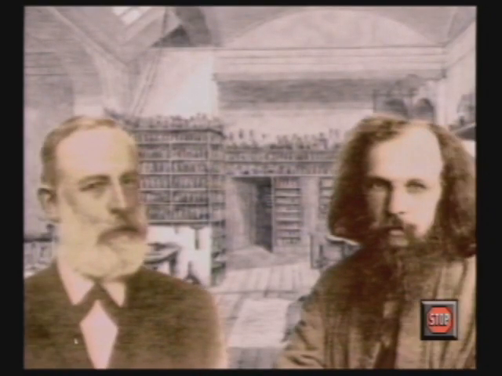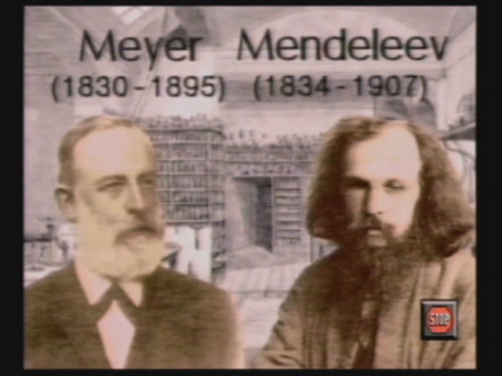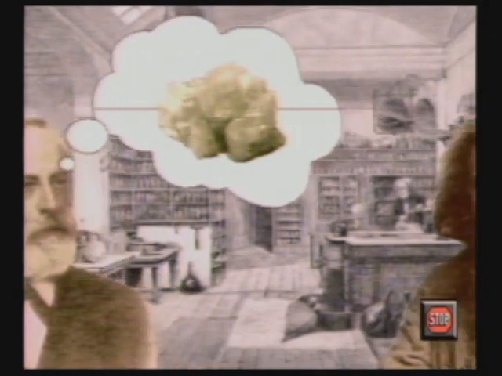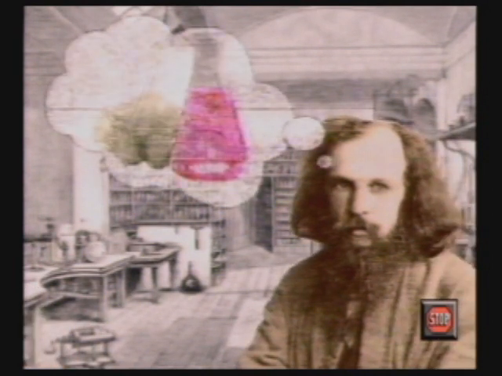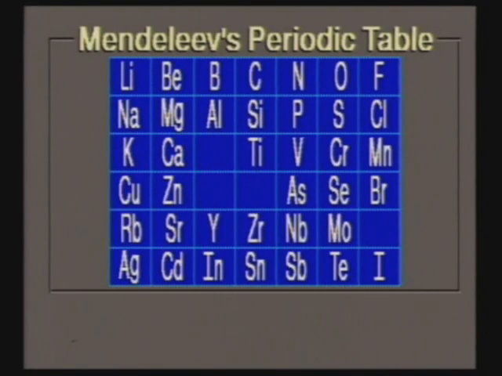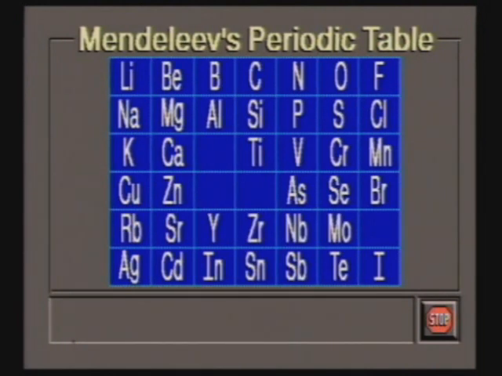Dmitri Mendeleev and Julius Meyer were the first chemists to discover a systematic pattern, or periodicity, in the elements. Meyer looked primarily at physical properties. Mendeleev had a vast knowledge of both physical and chemical properties, but he gave priority to chemical properties. They independently found the periodicity of elements and charted these patterns into nearly identical tables.